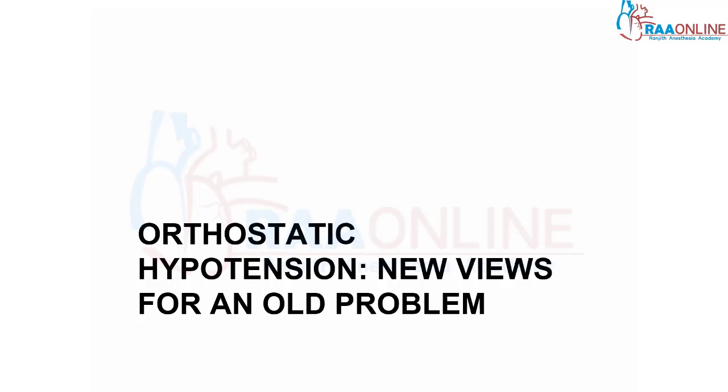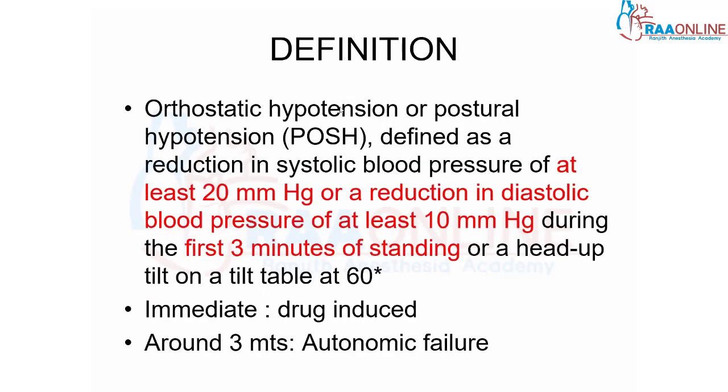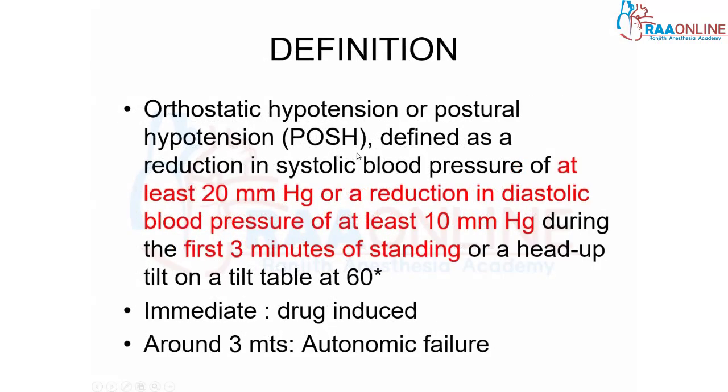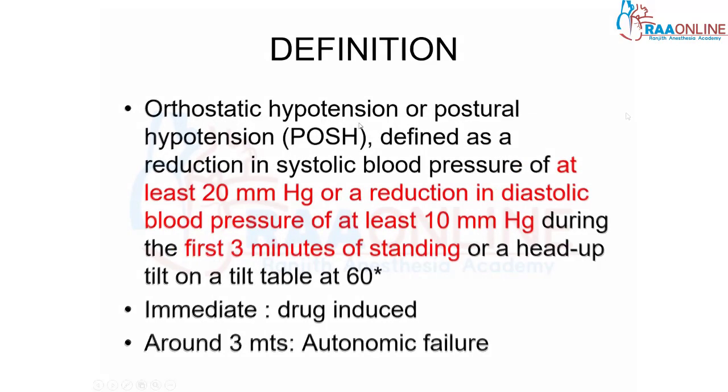First of all, we define what is orthostatic hypotension. From now on, I'm going to call that POH. The orthostatic hypotension, or POH, is defined as a reduction of systolic blood pressure of at least 20 millimeters of mercury, or a reduction of diastolic blood pressure of at least 10 millimeters of mercury, in the first 3 minutes of standing.